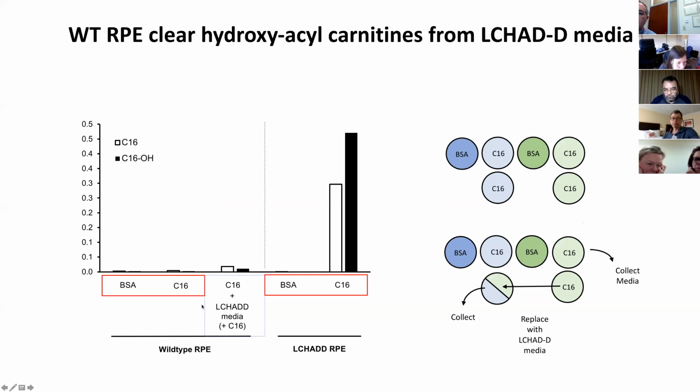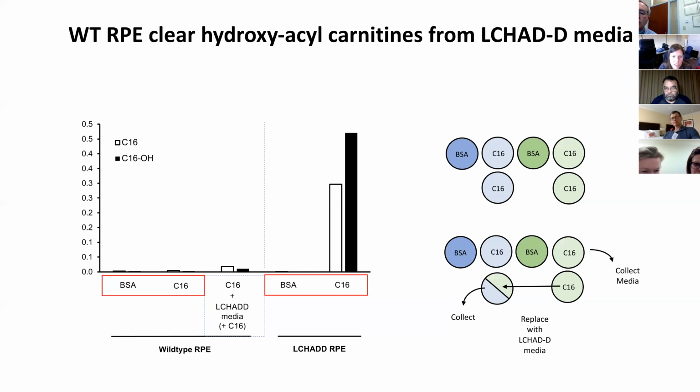And so the red boxes are data that you've seen before, or consistent with data that you've seen before. So in this case, wild type do not produce much C16 hydroxys, whereas the LCHAD deficient cells produce quite a bit of C16 hydroxy when exposed to palmitate.